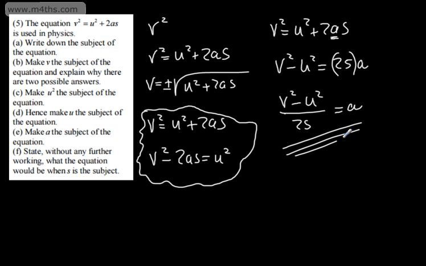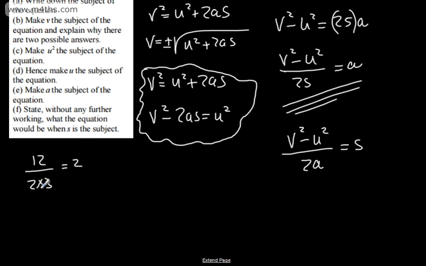And it says, state without any further work what the equation would be if s was the subject. Well, we would simply swap the a and the s as we've seen. v squared minus u squared over 2a would be equal to s. Just consider this. 12 divided by 2 times 3 is going to give us 2. Imagine, it's logic. So look at the other ways we can write this. This is just 12 divided by 6 is 2. 12 divided by 2 times 2 is going to give us 3. That's exactly what I've done here. We simply use basic multiplication and division to do that.